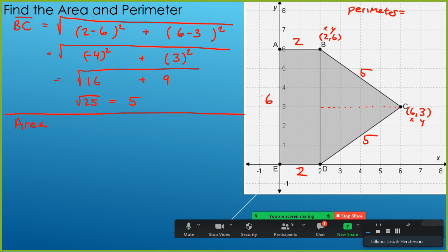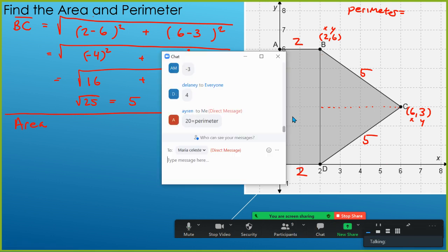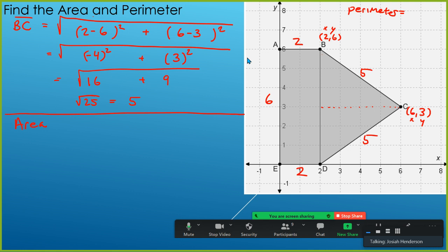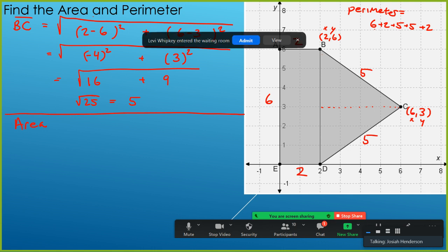I see one comment in the chat. Someone's finished. Someone said 20. Aaron, thank you for doing that and for sharing it. How did she find that? She added up all the outsides. So start anywhere you like. Let's start at the 6 plus 2 plus 5 plus 5 plus 2. Make sure not to double any up that you already counted or used. And yeah, that comes out to 20. 6 plus 4 is 10, and 5 plus 5 is 10, for a total of 20.